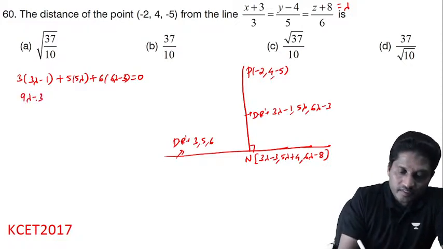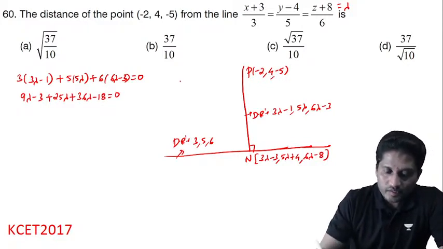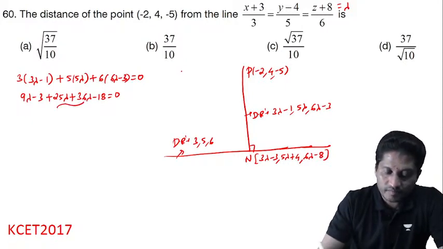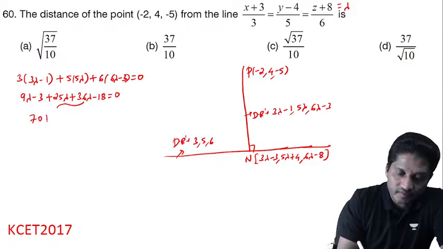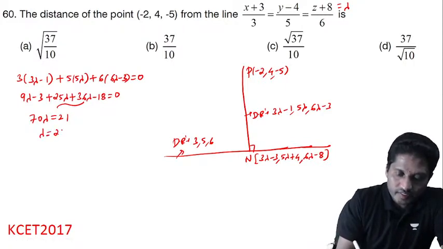9 lambda minus 3 plus 25 lambda plus 36 lambda minus 18 equal to 0. You will get 36 plus 25 is 61, right? 61 plus 9 is 70. 70 lambda equal to 21. Right, now lambda is equal to 21 by 70. 7 3s are 21, 7 10s are 70. You will get lambda is equal to 3 by 10.